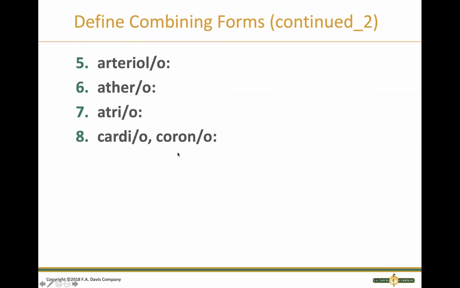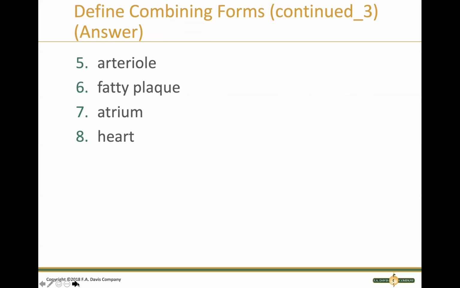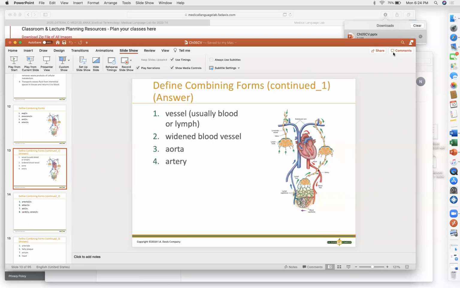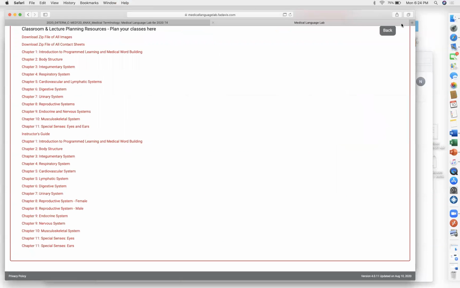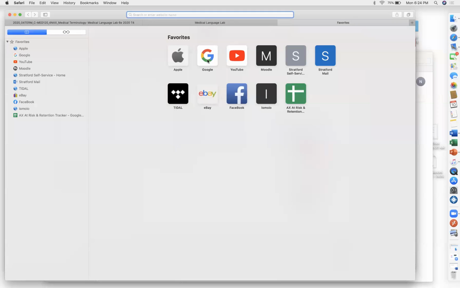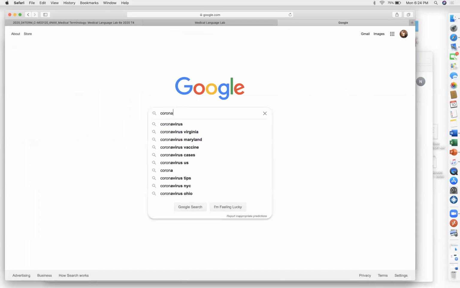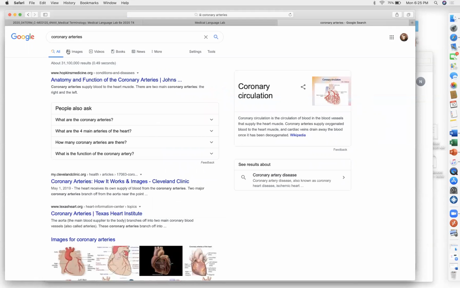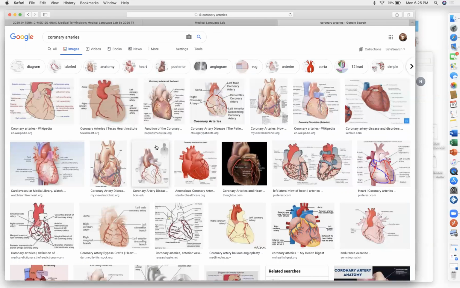Now, coron in Latin means crown. And if you look at a heart, let's look at a picture of a heart so we can fully understand what coronary arteries mean. And then you can now know when patients say stuff like, oh, my grandma had a coronary, right? Now you know what it means. Coronary means pertaining to the heart.